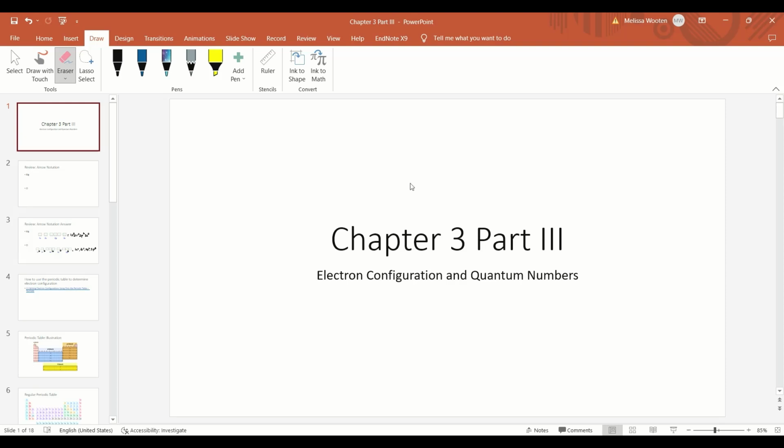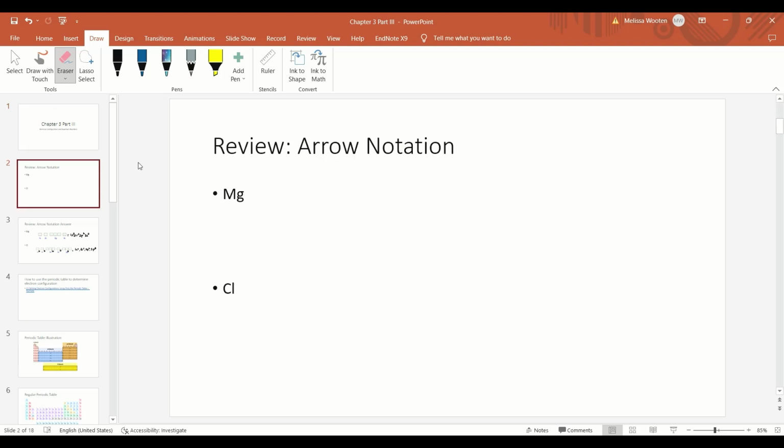Hello everyone, so we're going to dive into electron configuration and quantum numbers. In the last lecture we talked about doing orbital notation with arrows, so we're going to review that again really quick. So pause the video and do magnesium and then do chlorine, and then we're going to go back and check it.